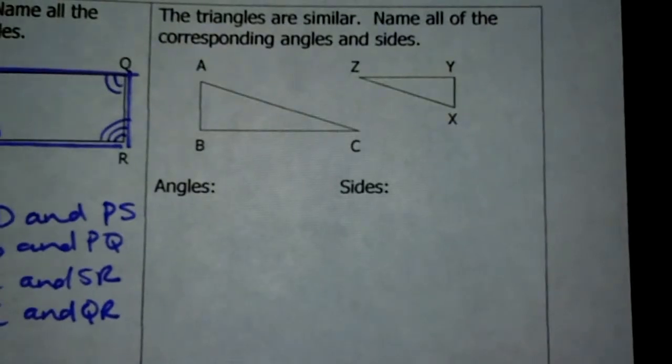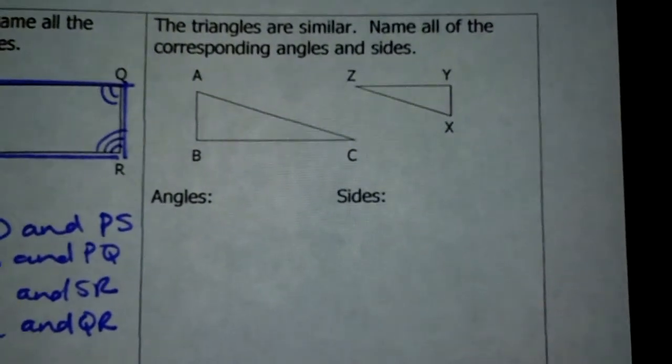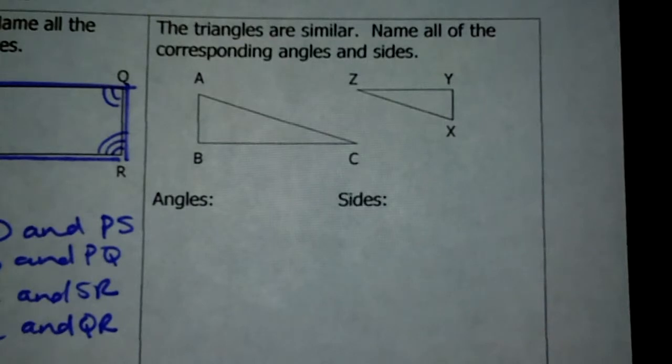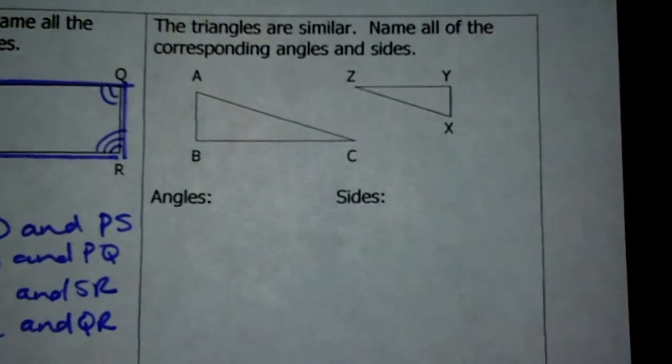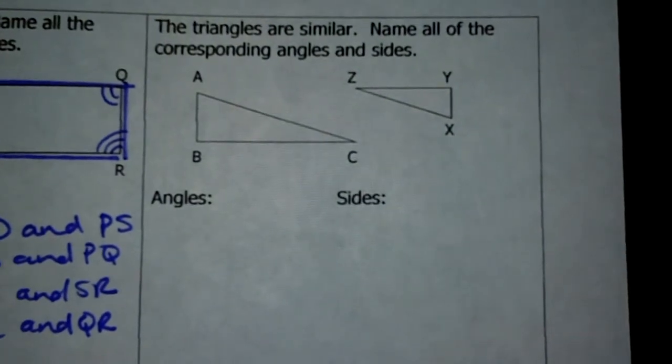Now we're going to try one more of these, except this time it's a little bit different because, as you can see, these two triangles are not in the same exact position. So it makes it a little bit trickier when you're trying to match up all the corresponding sides and angles. What you might want to do is redraw one of these so that it is in the same position.